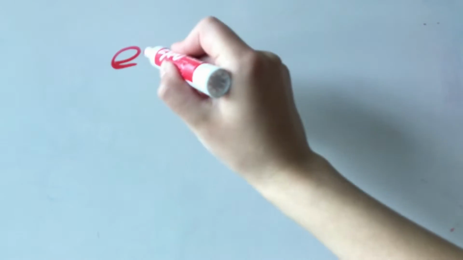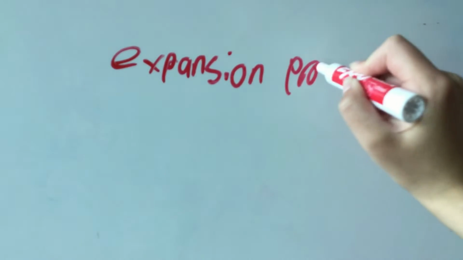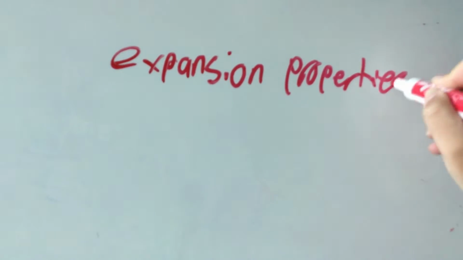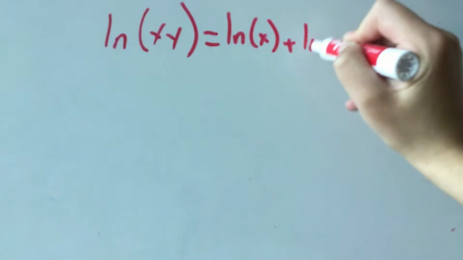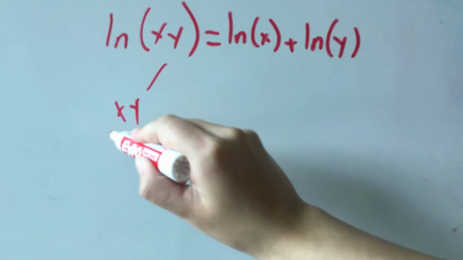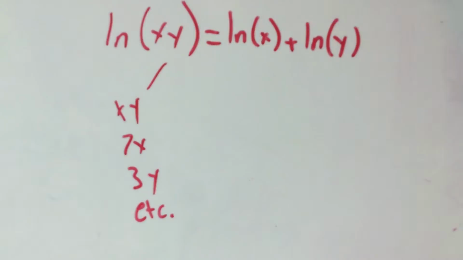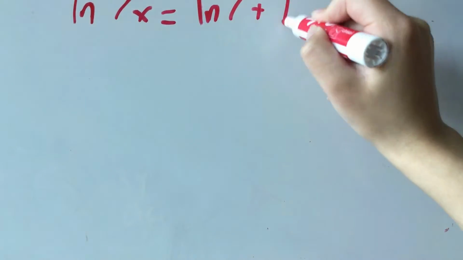There are even more essential properties that help simplify log expressions. The first two are called expansion properties, which is a way that you can split up or expand logs that may seem complicated into something more familiar. The first is the multiplication and addition property. Basically, if you have a log or natural log being multiplied, like xy, 7x, or 3y, it is the same as saying the log of each of those things added together. An example of this with real numbers would be ln of 7x equals ln 7 plus ln x.